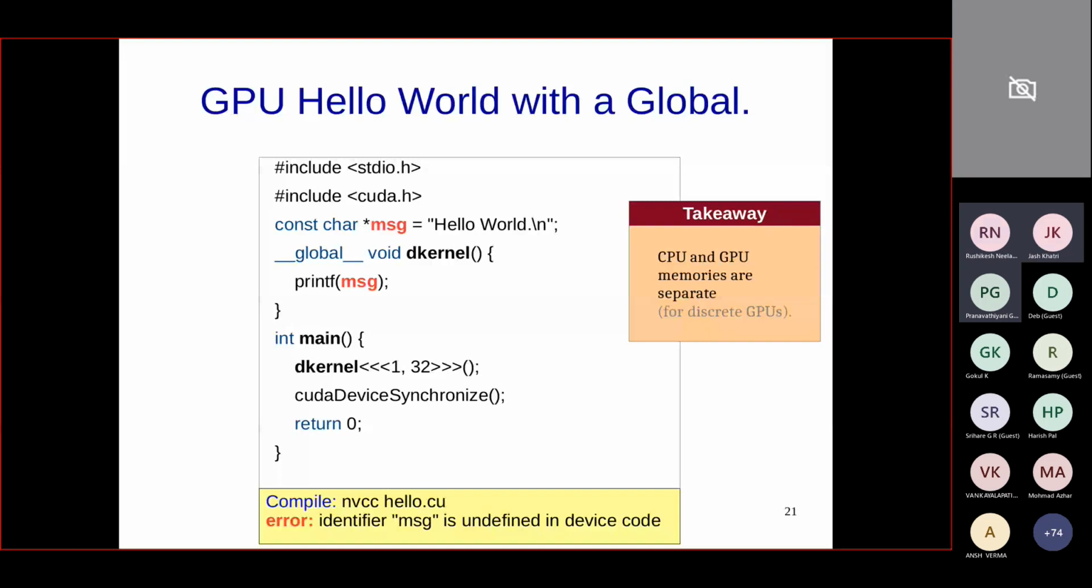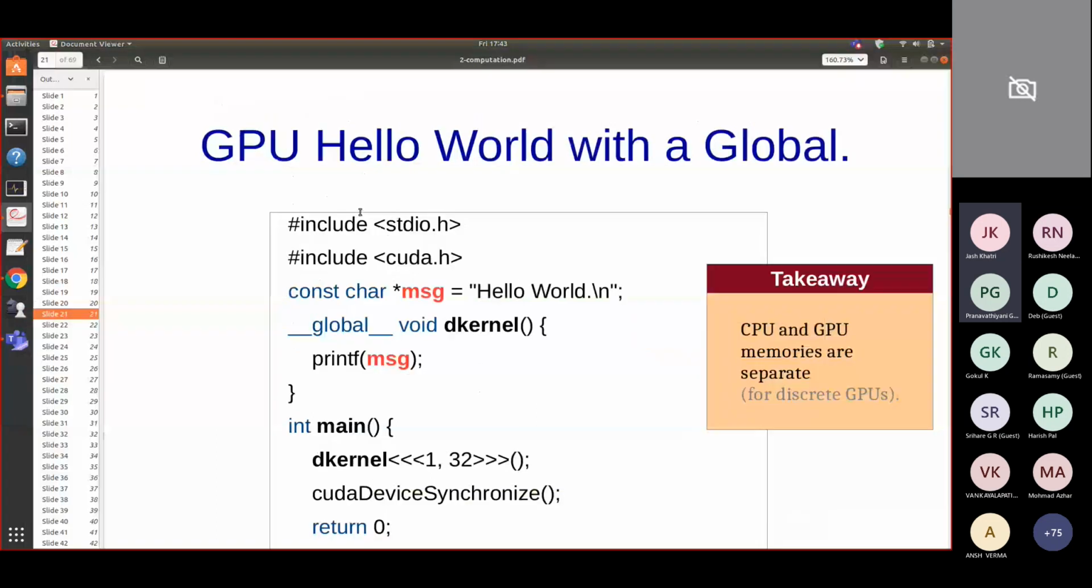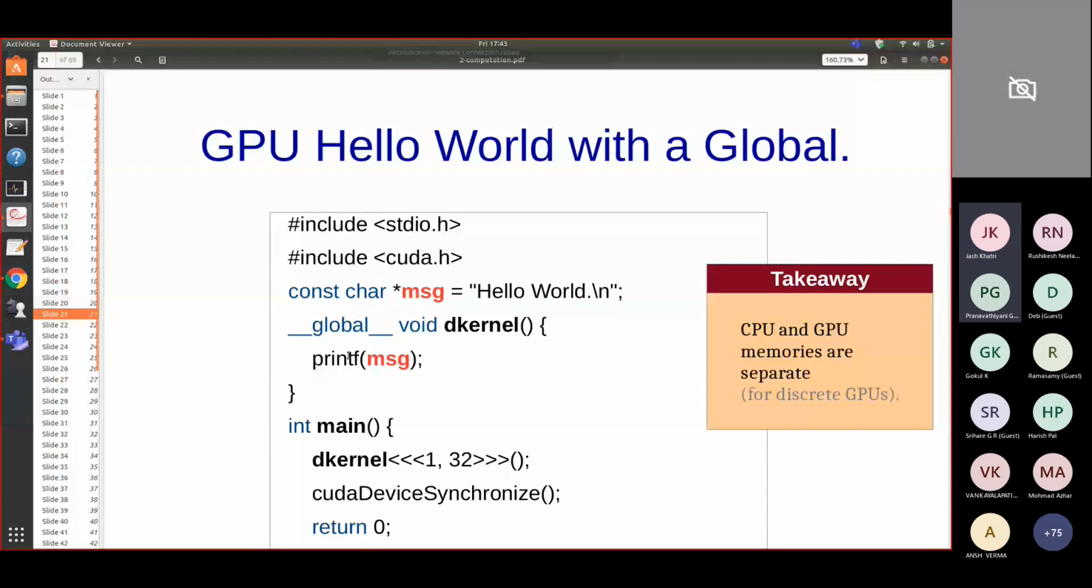Sir, and also another small doubt. Sure, go ahead. Don't we need to use a format specifier while printing it? Yeah, that's correct. We need a format specifier, but in this case, I have missed it. But that's sort of a syntactic error. I guess the main point that I wanted to make out of this slide was this thing, CPU and GPU memories are separate. But yeah, you are correct. We need to specify a format specifier, which I have missed here. Sorry about that.